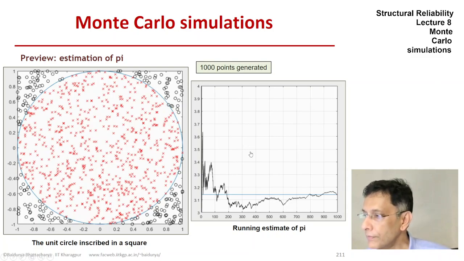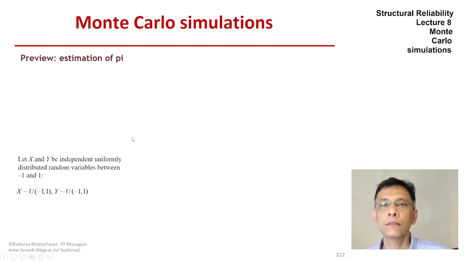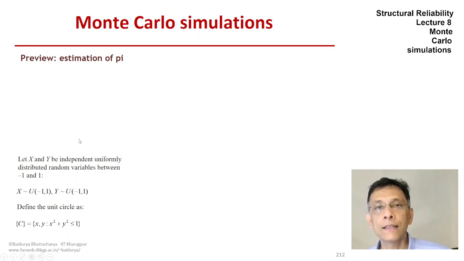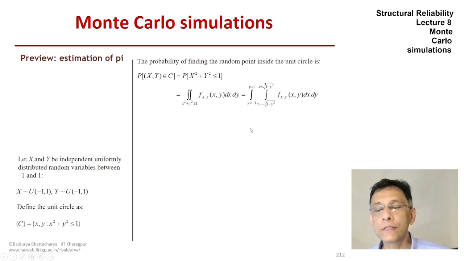So we start with x and y, the independent uniformly distributed random variables between -1 and +1, which is what we are generating, points on the square of side 2, and we are interested in the probability of finding these points within the unit circle. So this presents itself as a problem of a double integration, which is what you see on the screen, y going from -1 to +1 and x between the corresponding limits depending on y.